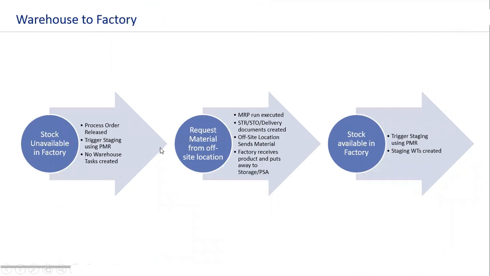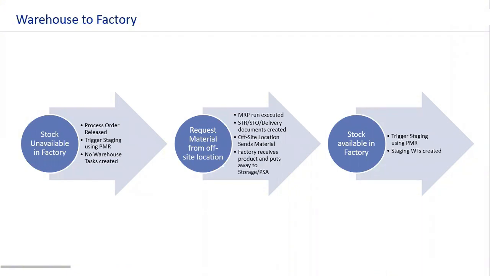So this is just another slide. If stock is unavailable in the factory, the process order is released and triggers staging using the PMR. There'll be no warehouse task created because there's nothing in storage. Burson, for example, wouldn't have anything in storage. So you'd request the material from an off-site location, the MRP will execute, the STR to STO and the delivery documents will be created. The off-site location sends the materials based on that outbound delivery. So Tolwell, for example, receives the product and puts away either into storage or straight into the PSA.